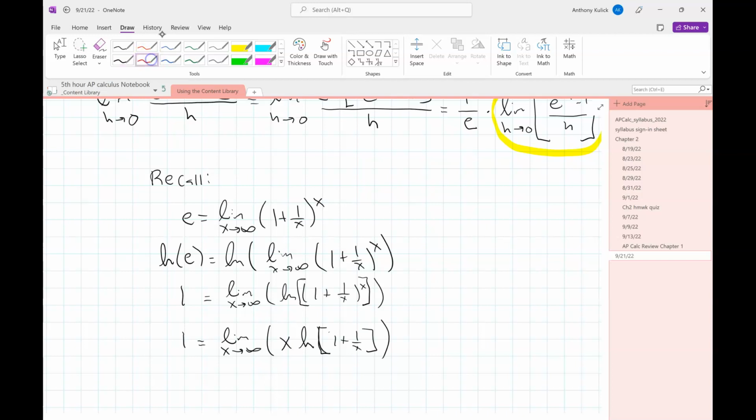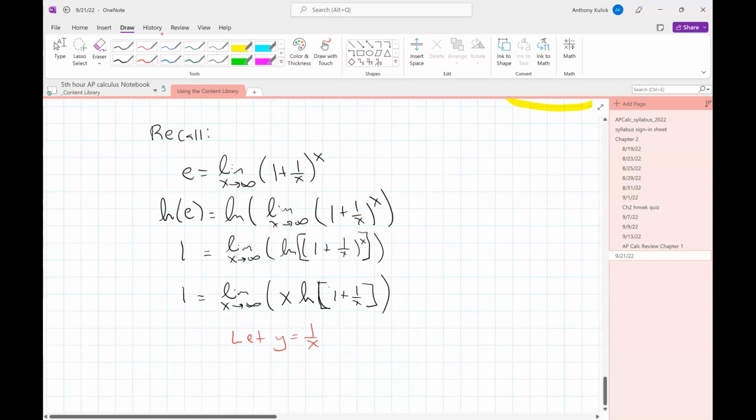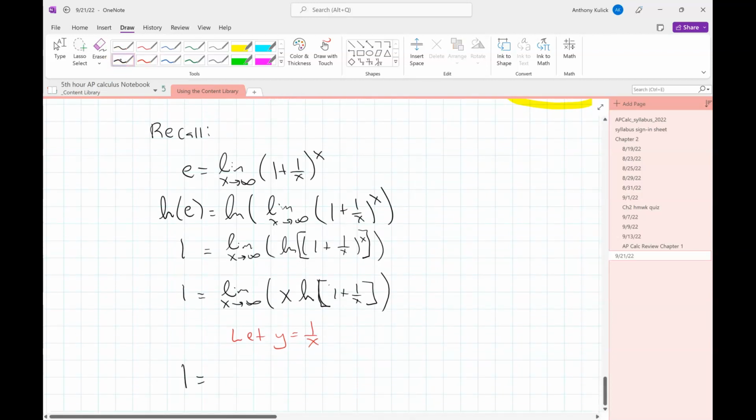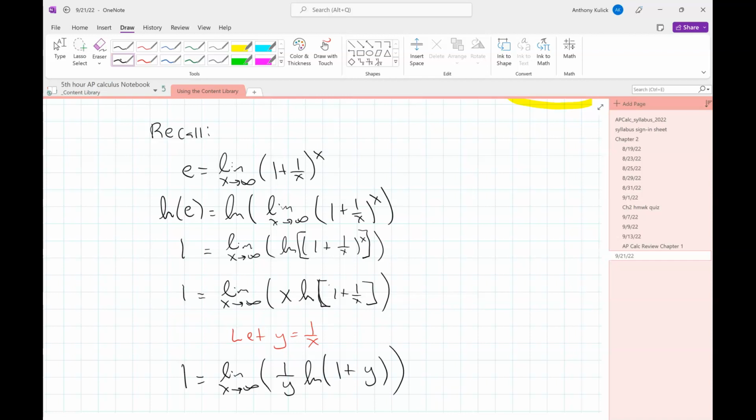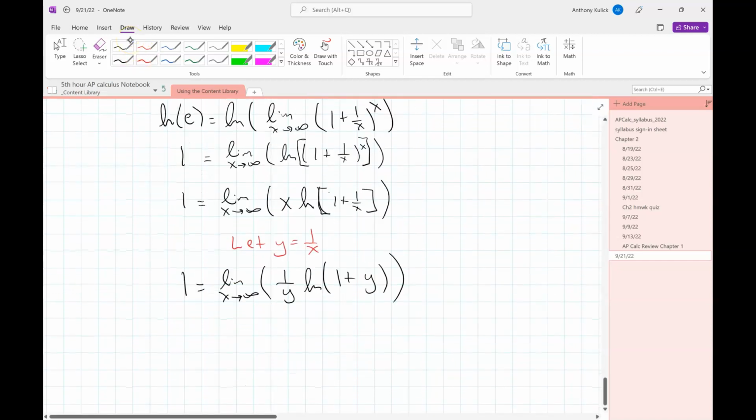Now things are going to get, Mr. Kulik's going to get sneaky. So I'm going to do a change of variable here, and I'm going to replace 1 over x's with y's. Okay with that? It's okay?